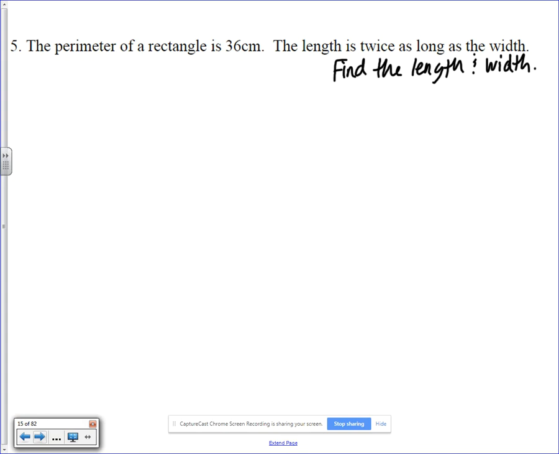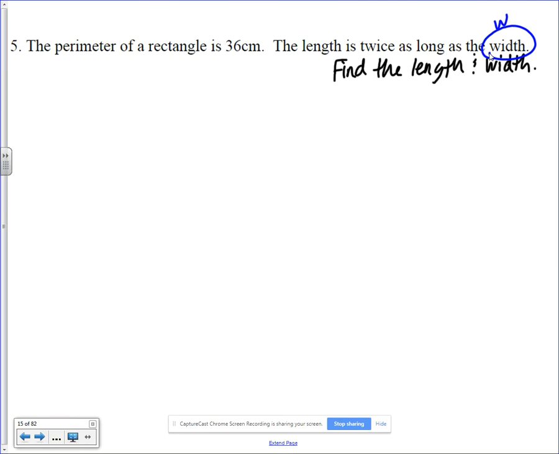The perimeter of a rectangle is 36 centimeters. The length is twice as long as the width. Find the length and width. What am I trying to find? The length and width. I can't use 2 variables. I can't use L and W, can I? No. Which one do I know nothing about? I don't know anything about the width, do I? Do they tell me anything about the width?